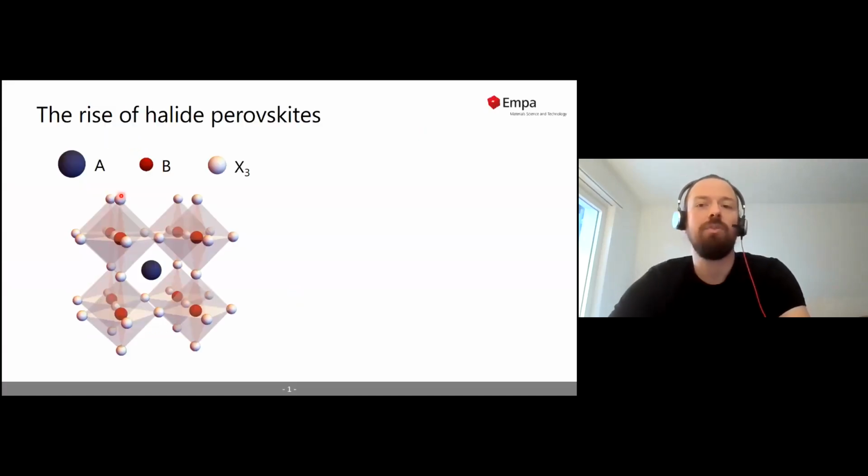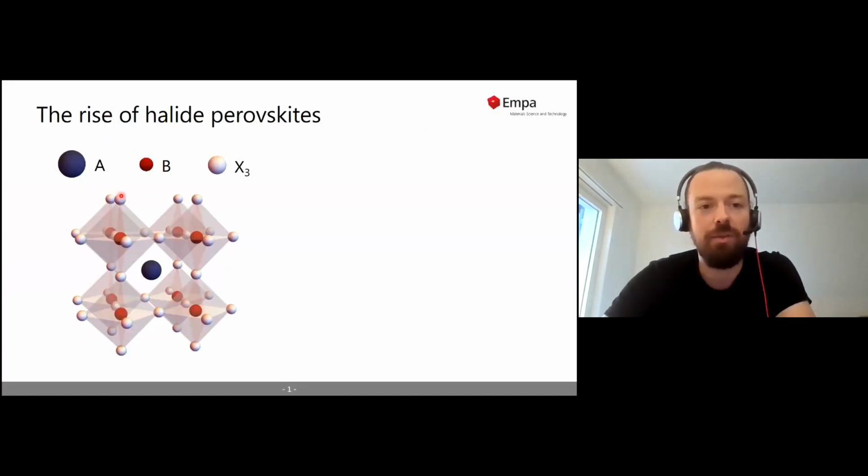So halide perovskites are a class of material which share the same crystal structure, namely ABX3, where we have a cation, which can be organic or inorganic, surrounded by an inorganic framework of octahedra, which are typically lead and halides on the X side.